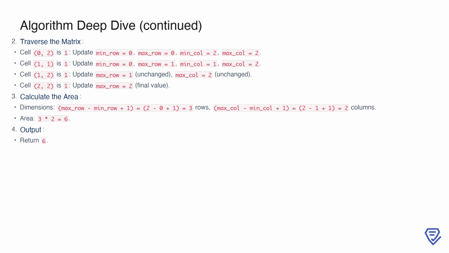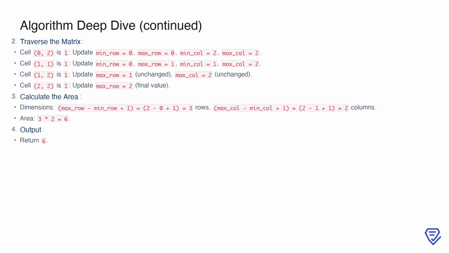During the traversal, when we encounter the first black pixel at cell 0, 2, we update the boundaries to min_row equals 0, max_row equals 0, min_col equals 2, and max_col equals 2. Then, at cell 1, 1, we adjust the boundaries to include this pixel, resulting in min_row equals 0, max_row equals 1, min_col equals 1, and max_col equals 2. As we continue, cell 1, 2 does not change the boundaries, but cell 2, 2 updates max_row to 2.